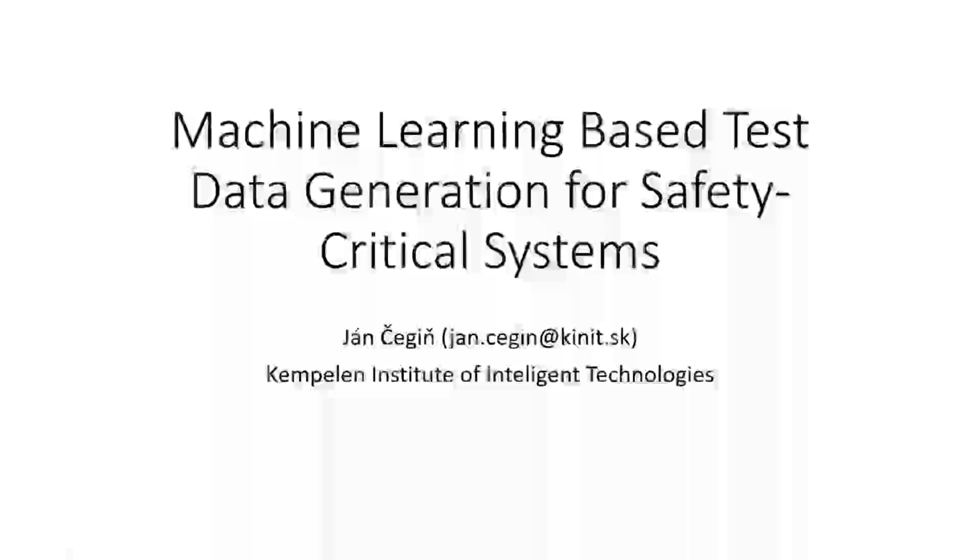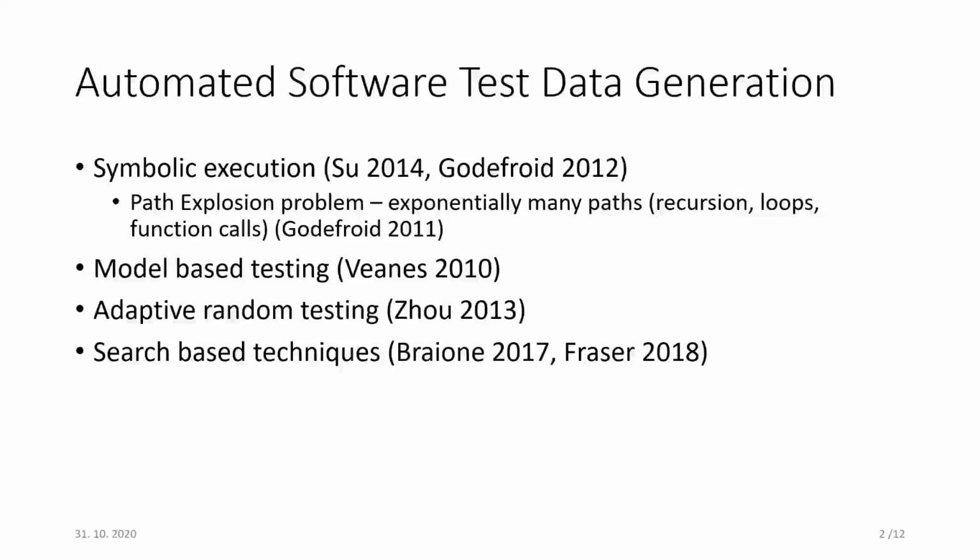My name is Ján Čegiň, and today I would like to present machine learning-based test data generation for safety-critical systems, which is part of my PhD thesis. Automated software test data generation has appeared as a solution to the problem of wanting the best tests written in the shortest time possible. We focus on coverage-driven unit testing.